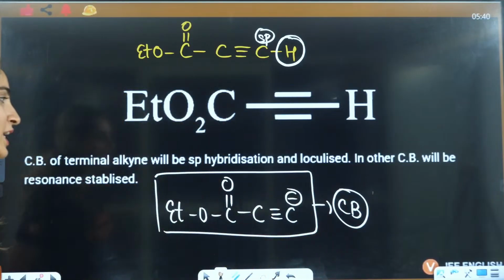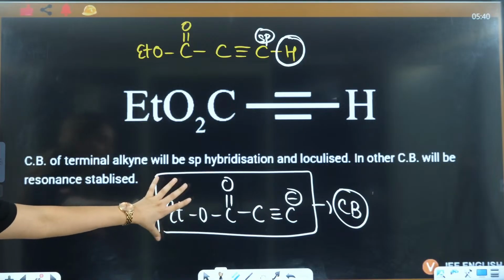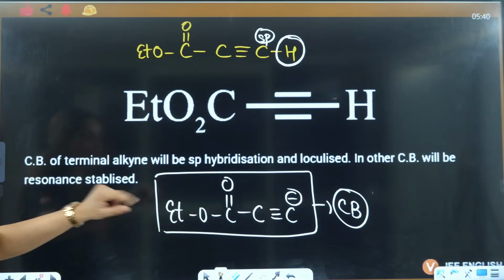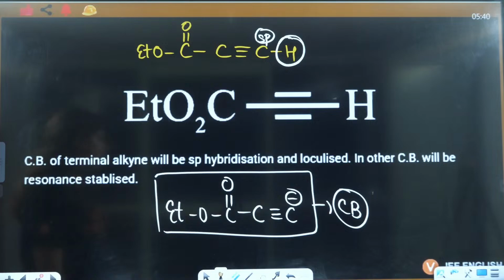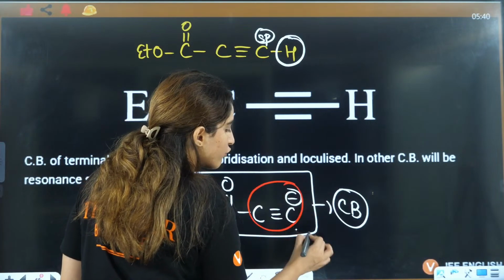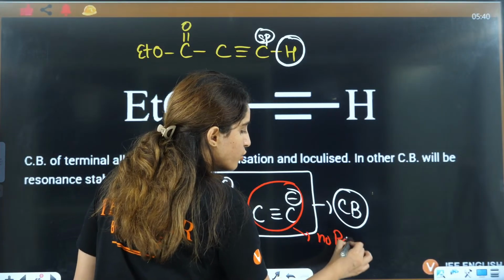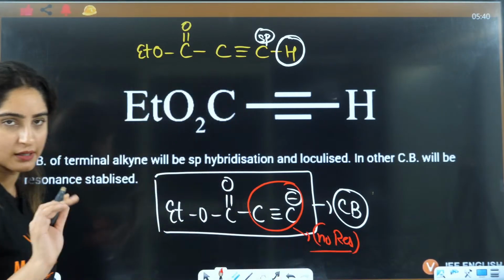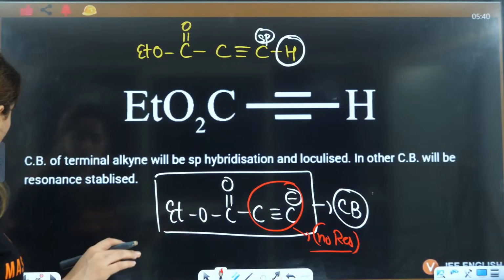Right? That will be the conjugate base here. This particular carbanion that you are forming is not at all stable, because the negative charge here is not showing any kind of resonance. No resonance it is showing here, right? No resonance is going on overall.